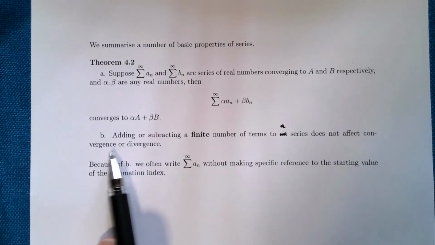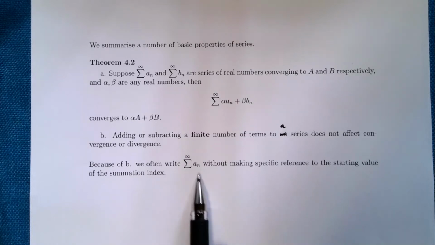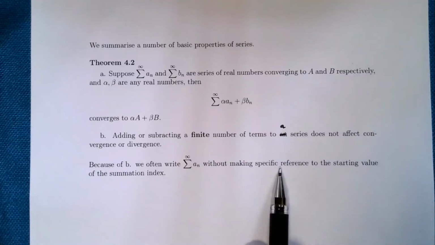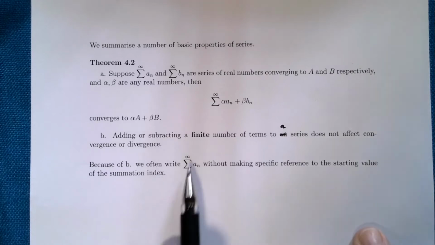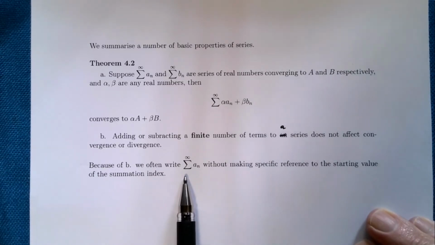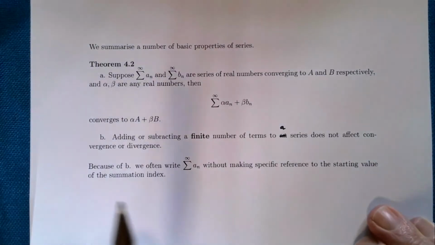Now that's one of the reasons why sometimes I won't bother writing where n begins. Because of this fact, we often just write this without making specific reference to the starting value of the summation index. We'll just write it like that. You can sum when n equals 1 to infinity, or you can sum from n equals 1,000 to infinity. It's not going to make any difference to whether the series converges or diverges. It will make a difference, of course, to the value of the sum, but not to whether it converges or diverges.